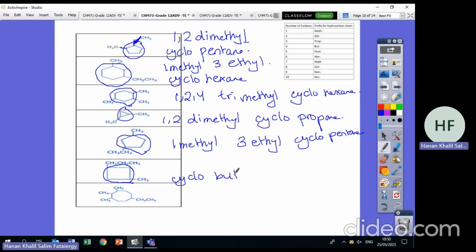Now this one is cyclobutane. Okay, I have 1 propyl. This is 2, 3 methyl. Okay, this one is not required because this is a very big cyclic shape.